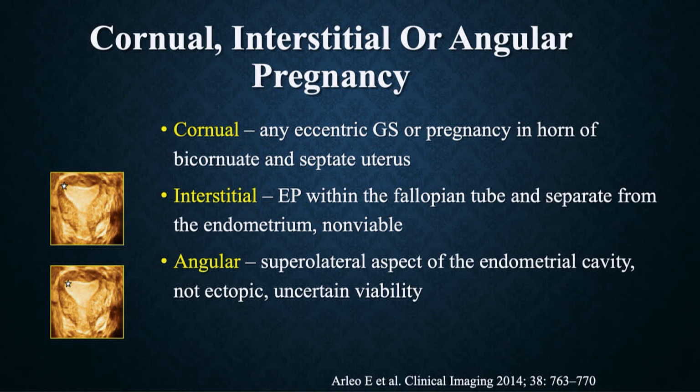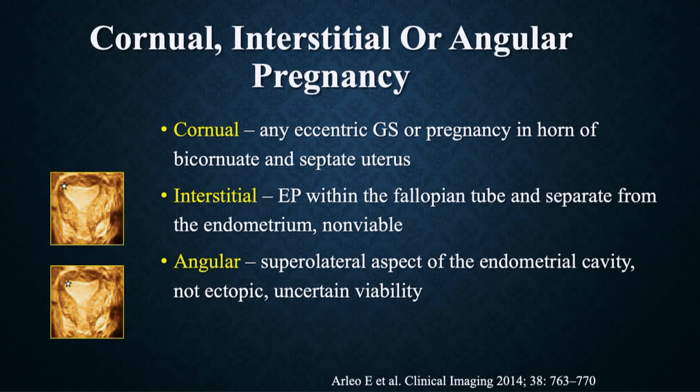Now, here are the definitions that are currently accepted, certainly in the OBGYN community. It's funny, they consider a cornual pregnancy to be an eccentric gestational sac in the horn of a bicornuate or septate uterus, something that's in the endometrial canal, but it might be in a uterine anomaly. They understand when radiologists say it's cornual that they mean it's interstitial, but it has a specific meaning. An interstitial pregnancy is that pregnancy that's located within the fallopian tube outside of the endometrial canal.